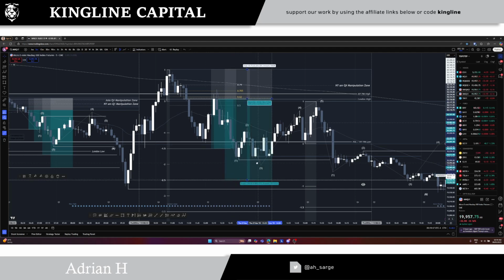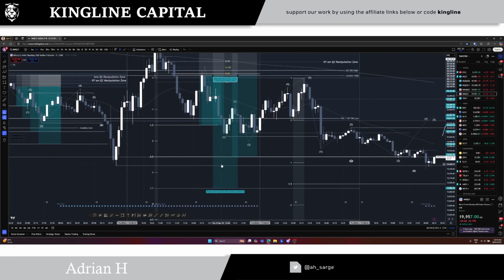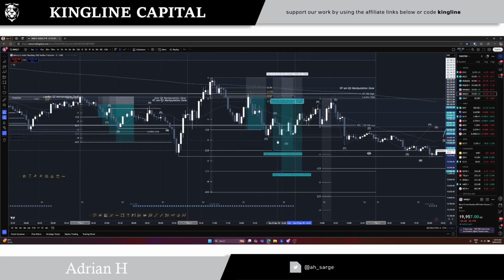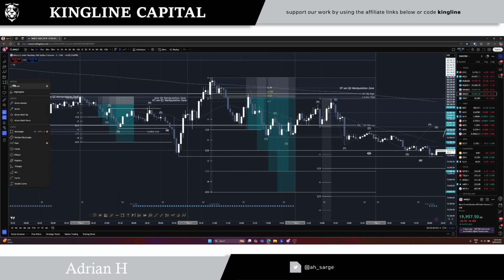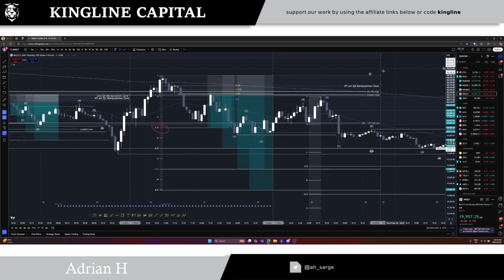$2.5, 3.5, and 4.5. Here, SD 1.5. Stop to break even or into profit. So possible stop out here, pending where the entry is and where the stop loss ends up.